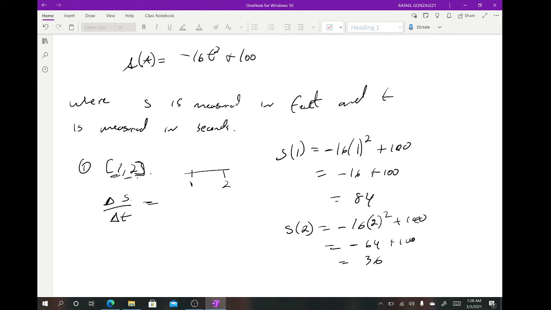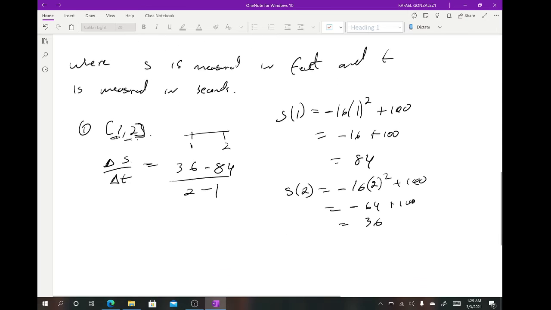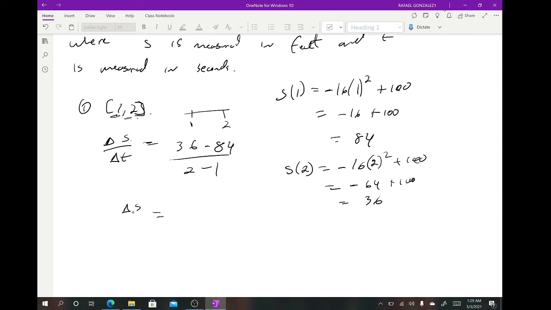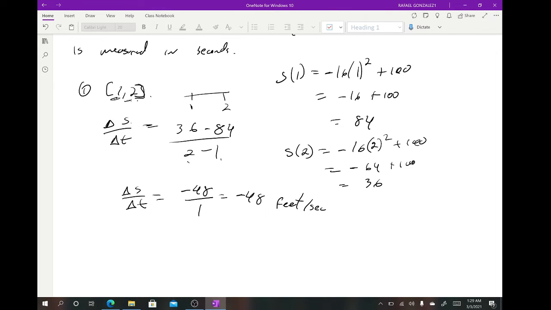There's going to be 36. Well, I get to pick whichever I want, so I'm going to pick the 36 first. So 36 minus 84 divided by 2 minus 1. So 36 minus 84 is going to be equal to negative 48, and 2 minus 1 is 1. So we got negative 48 feet per second. So we have that the ball is falling at an average velocity of negative 48 feet a second.